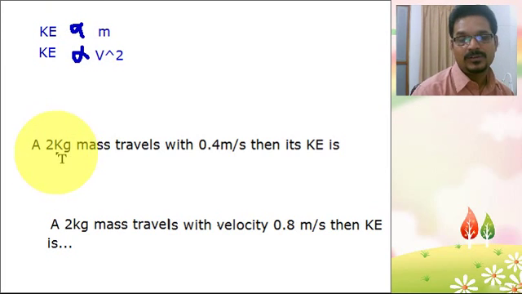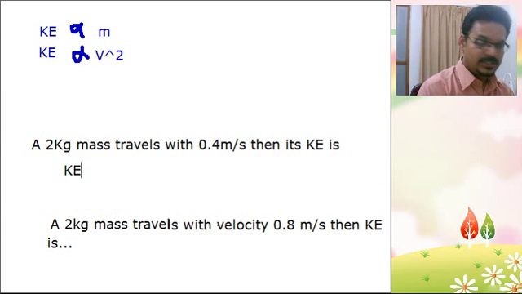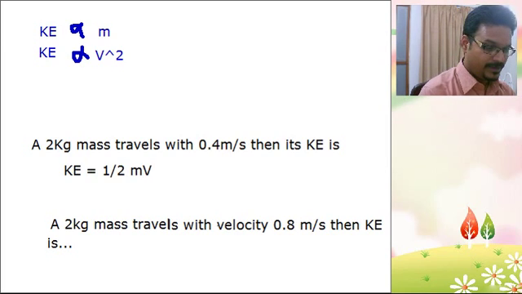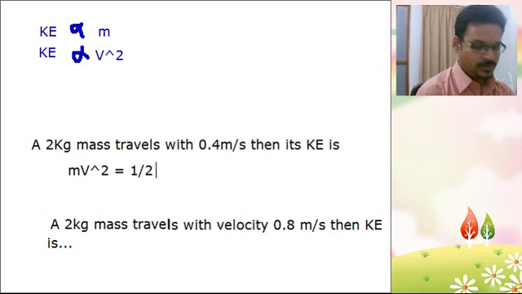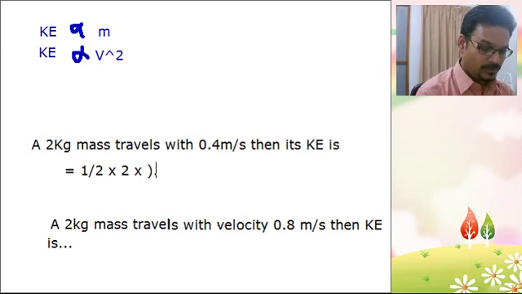Now see this example. A 2 kg mass travels with 0.4 meters per second. What is its kinetic energy? So let us write the kinetic energy formula: half m v square. Now 1 by 2 into what is the mass? 2, into velocity, which is 0.4 square.